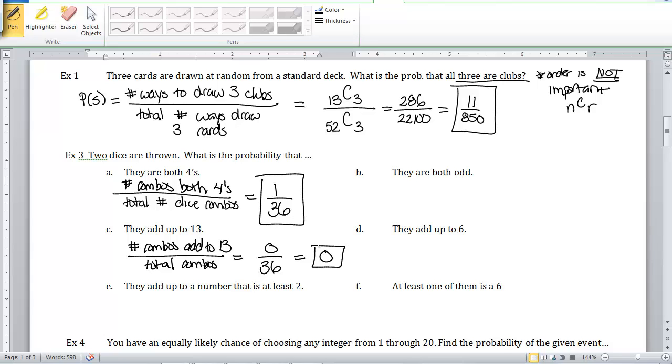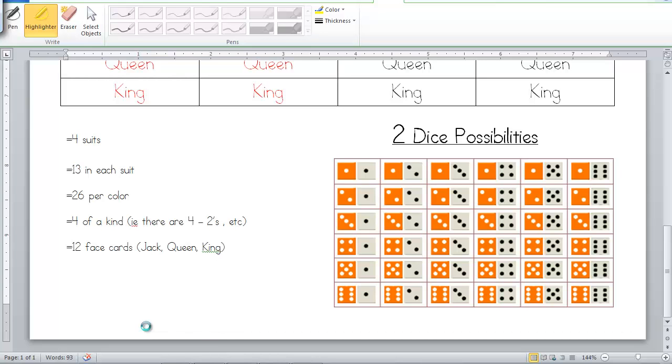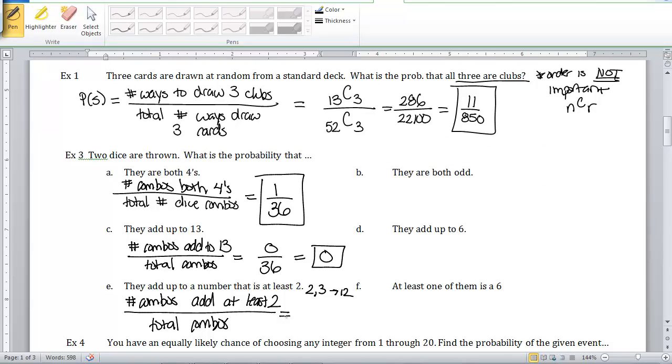Let's now look at E. They add up to a number that's at least 2. Well, remember, at least 2 are the values 2, 3, 4, all the way through our total of 12. So again, looking at the dice sheet, at least 2, well, this is 2, 3, these are all greater than 2. Really, every single possibility when you throw 2 dice is going to be at least a value of 2 when you add them. So because every single time I throw 2 dice, I get a value that adds to at least 2, there are 36 possibilities, and anything divided by itself is a value of 1. This event could not fail. I'm always going to get a value of at least 2.